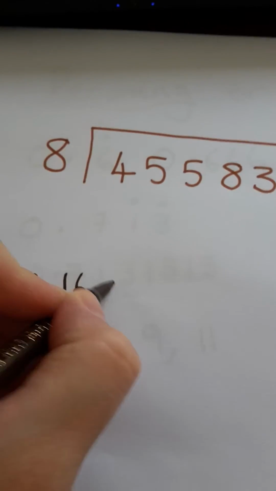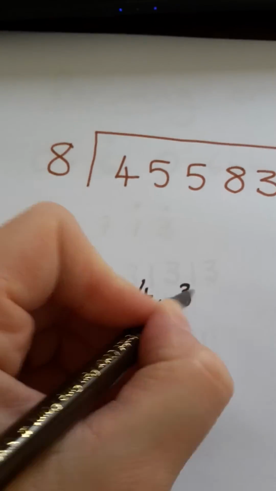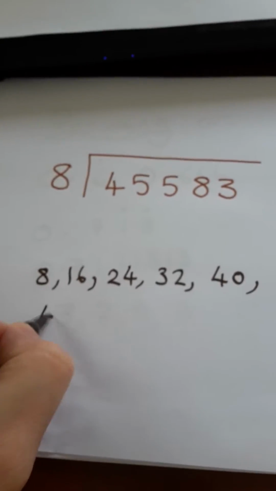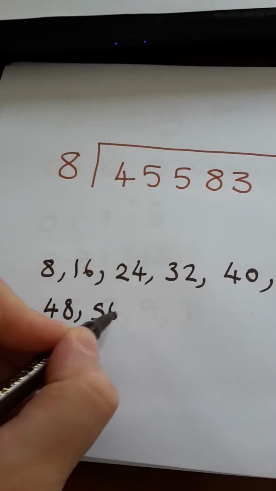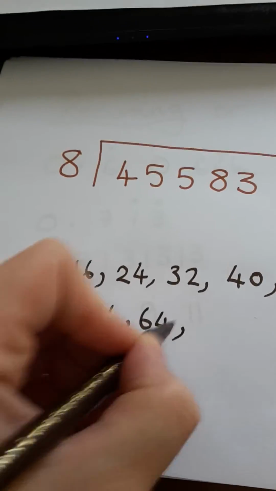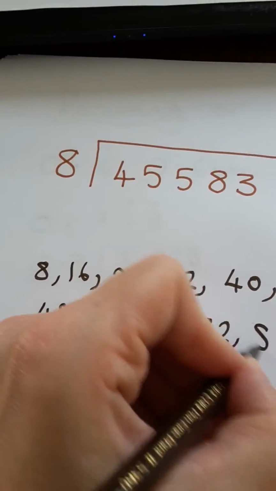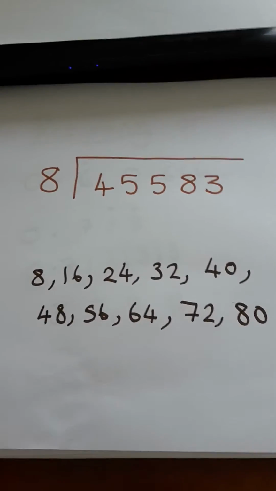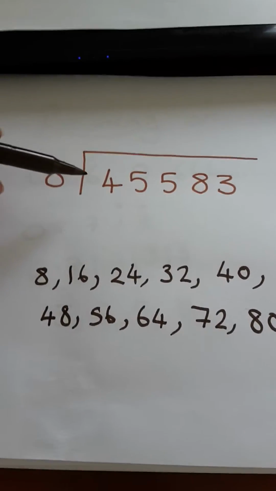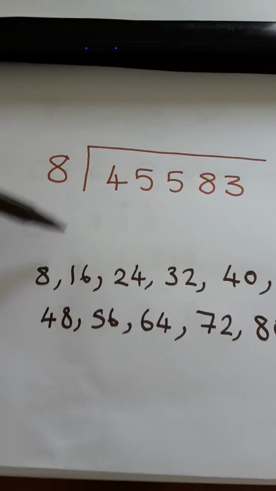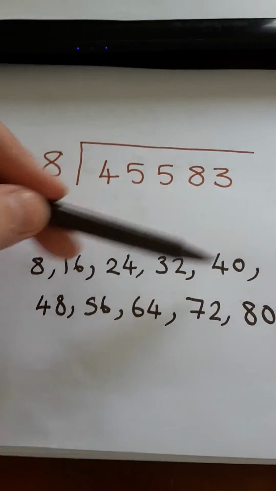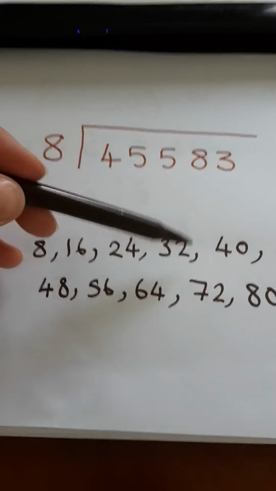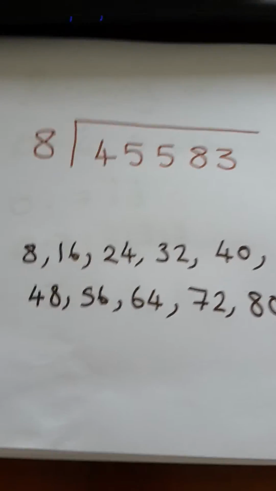So 8, 16, 24, 32, 40, 48, 56, 64, 72, 80. Okay, so how many 8s will go into 45? So let's have a look. Is 45 in the 8 times table? No, the closest number to it that's smaller than it.